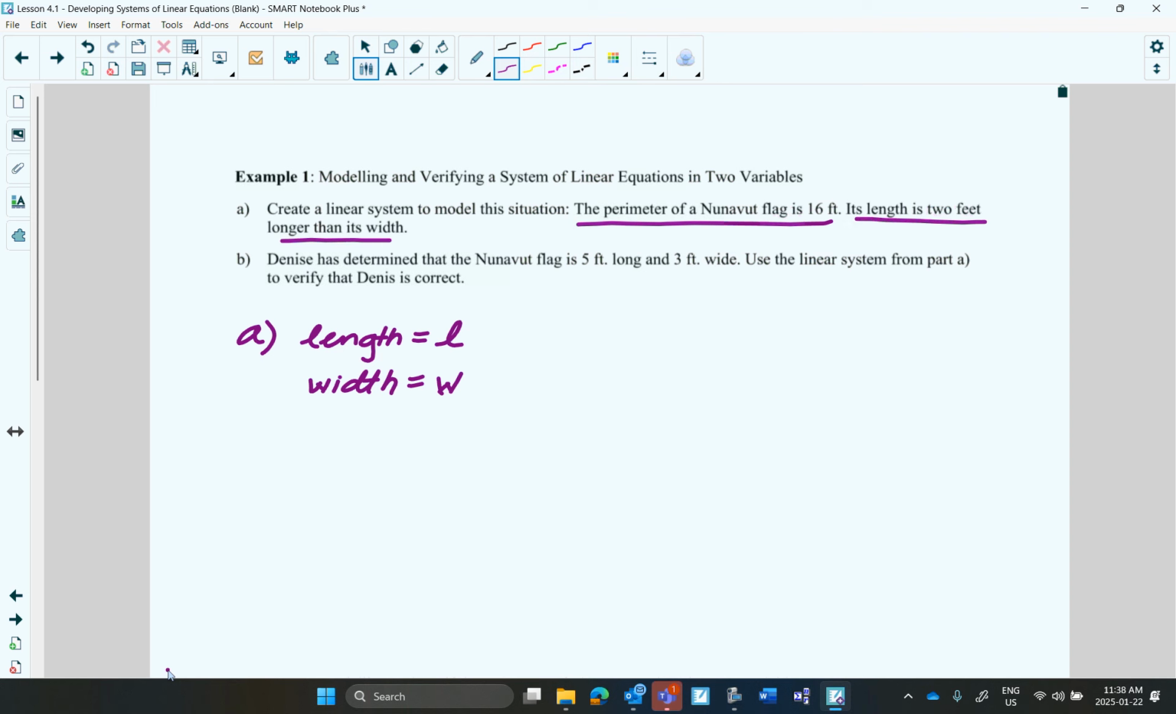It's always going to give you enough information. How do you find the perimeter of a rectangle, which is a flag? That's area. No, the perimeter: add up all the sides. So would you agree that there's 2 lengths and 2 W's? So maybe to make it a little bit cleaner, 2 lengths plus 2 widths must work out to 16 in this case. There's one equation.